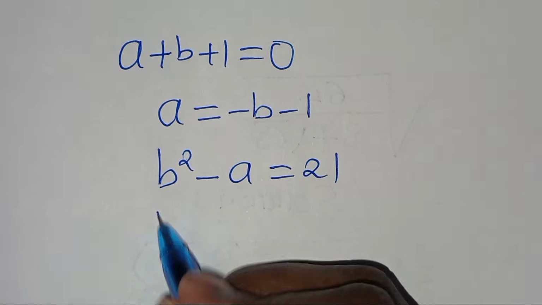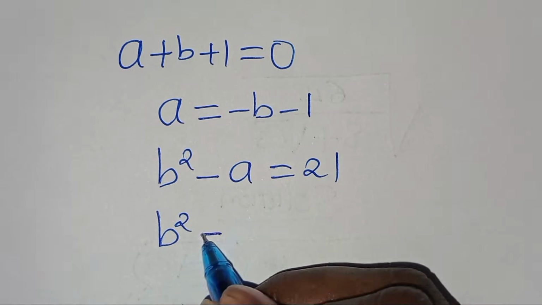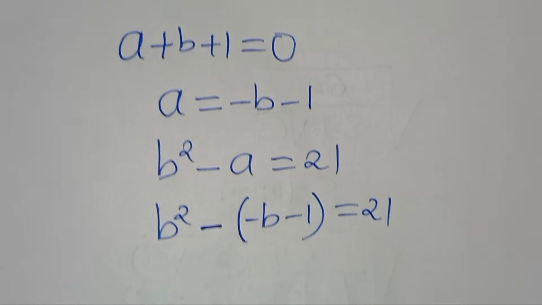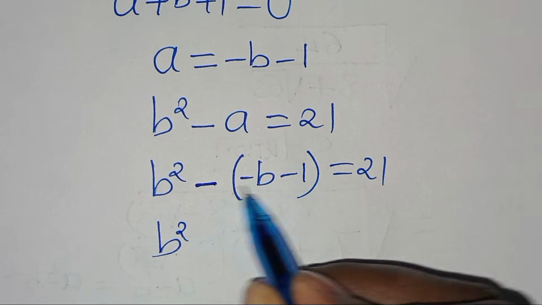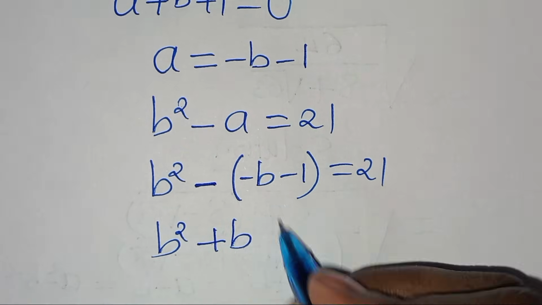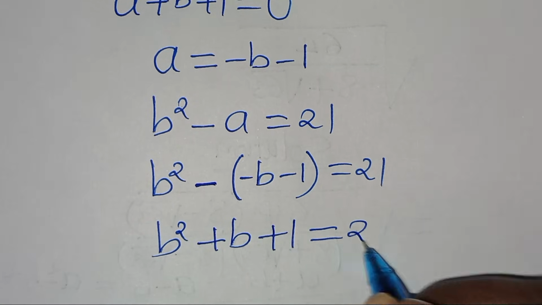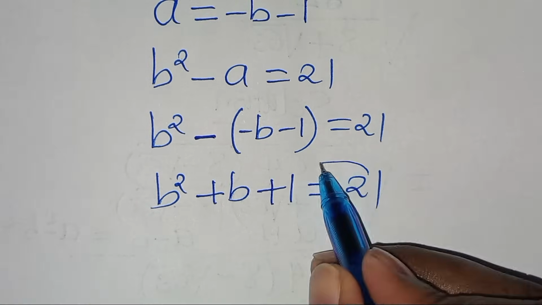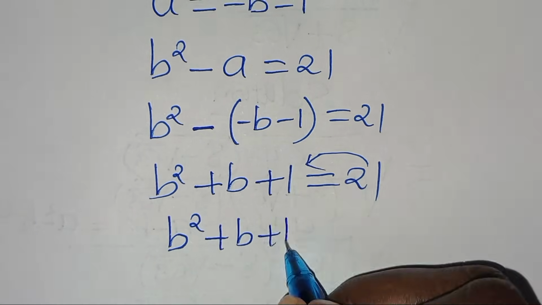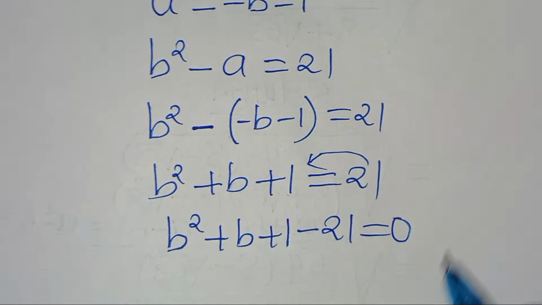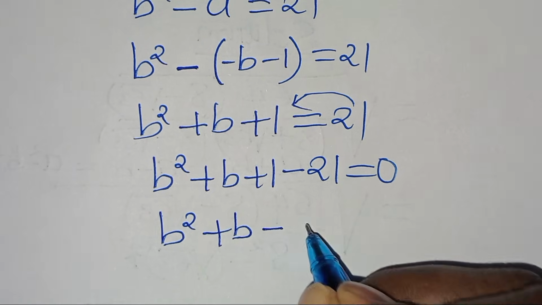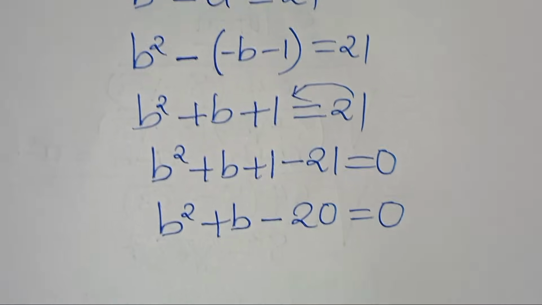Let's substitute A, so that we have B squared minus A, which is minus B minus 1, equal to 21. So we have B squared, let's open the parenthesis, minus times minus B is plus B, minus times minus 1 is plus 1, equal to 21. Let's take 21 to the left hand side, so that we have B squared plus B plus 1 minus 21 equal to 0. So we have B squared plus B minus 20 equal to 0.